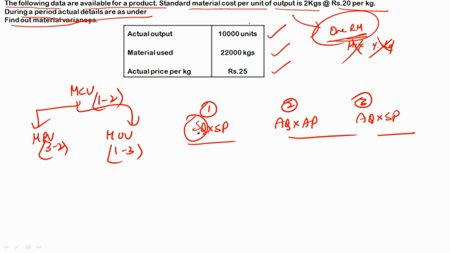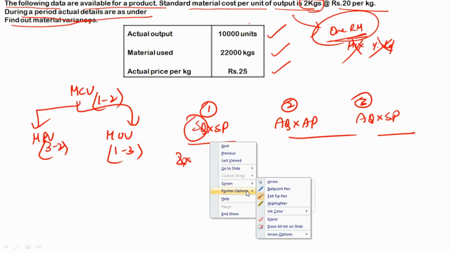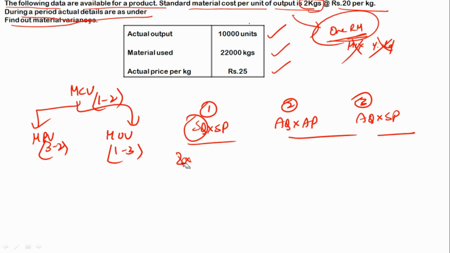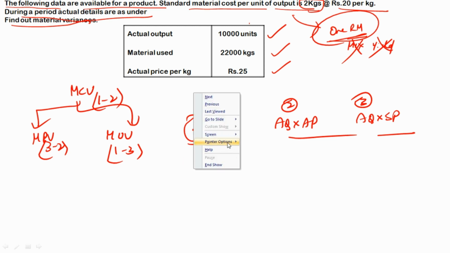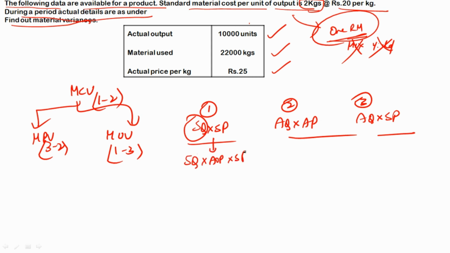First one, SQ. What is SQ? Standard quantity of raw material required for actual output. So the standard quantity of raw material required per unit of output is 2 kgs. So 2 kgs into standard quantity required for actual output. So I'll write this formula one more time, let me go to the eraser. I'll rewrite it: standard quantity for actual output into standard price. That is the whole meaning.